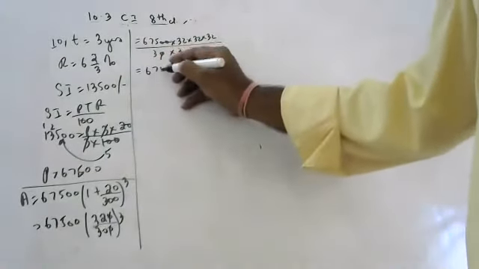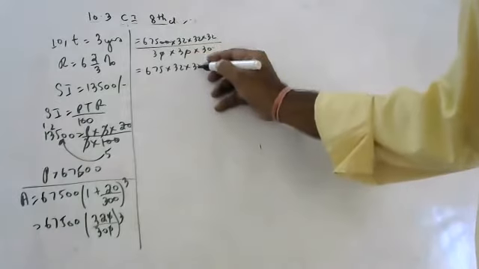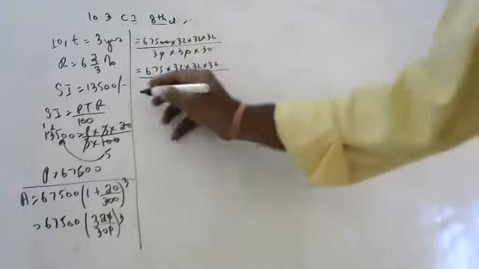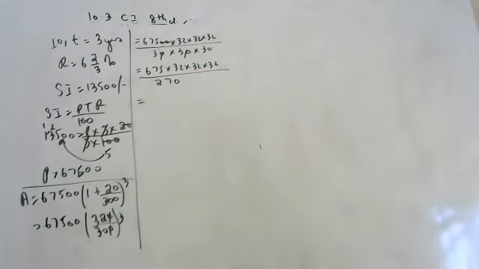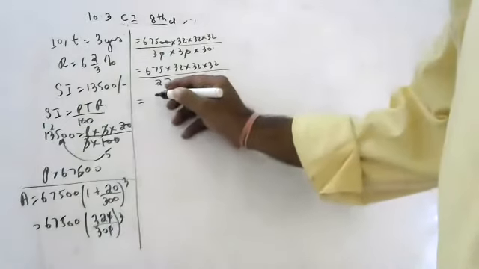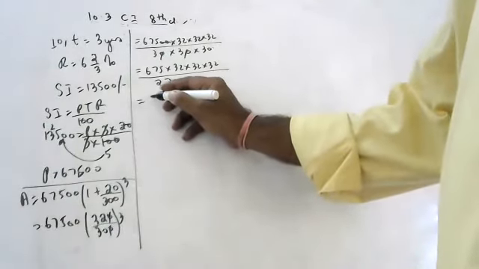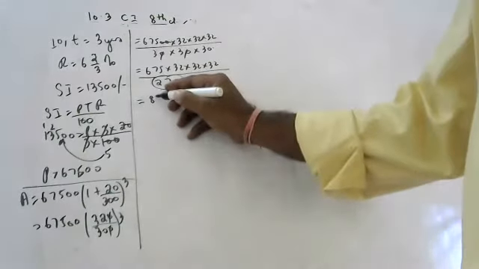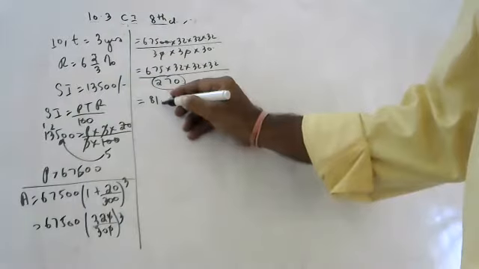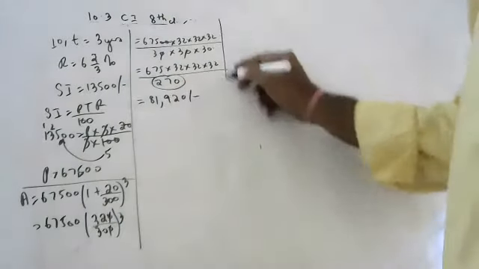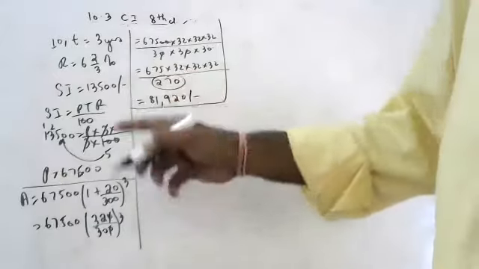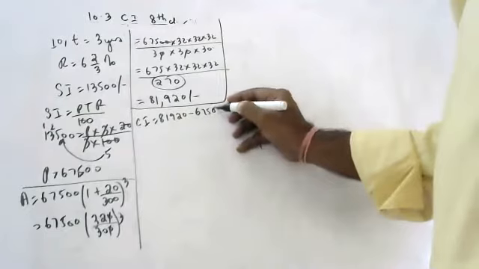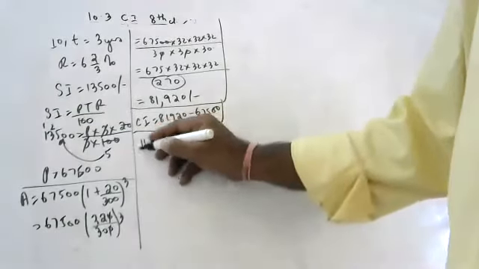So can anyone help me out, children? One second, sir. 270. The answer is 81,920 rupees. That is the amount. If you want the compound interest, it is 81,920 minus 67,500.